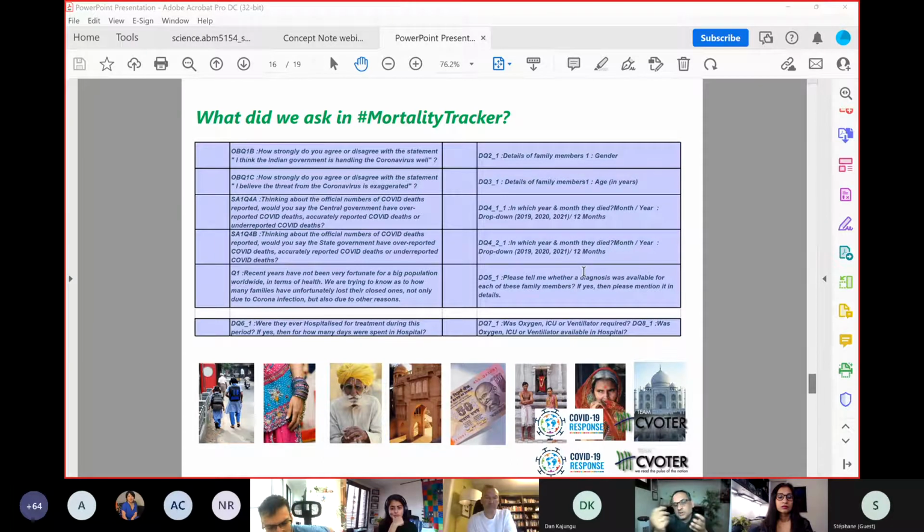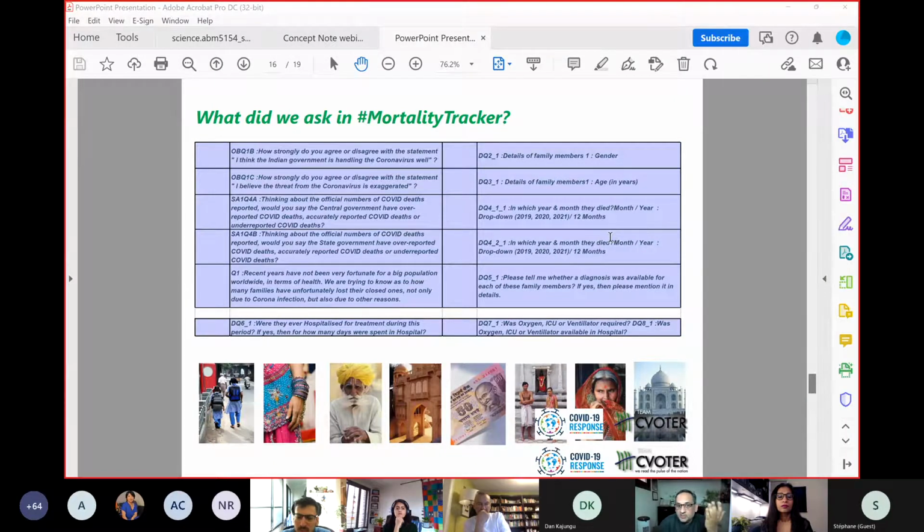how many deaths have happened in the last 3 years. We started with 2019 because we wanted to have a baseline of a normal, non-COVID year. Then for each death, we asked the gender of the person who has died, the age, which month and year the person died, and if there was a diagnosis available, and if they were hospitalized, if yes, how many days, and if hospitalized, whether the person was in ICU or on a ventilator or given oxygen, and was that available?